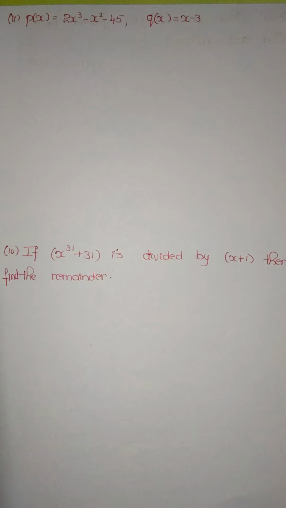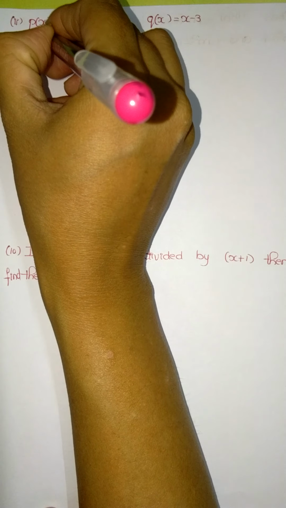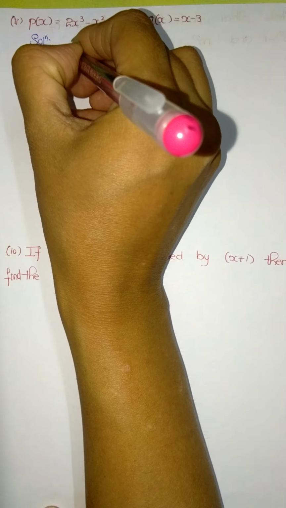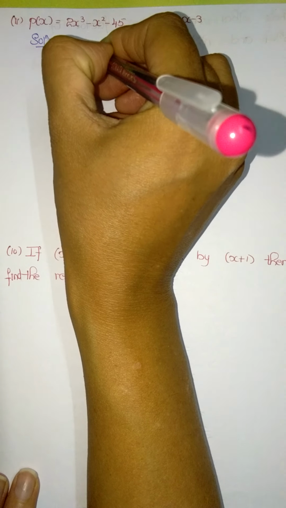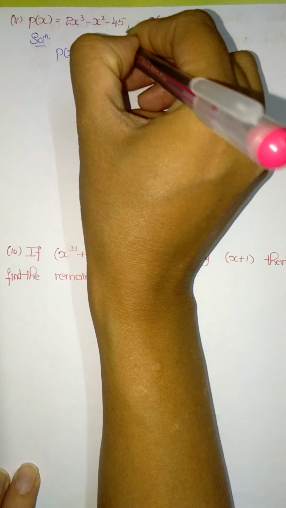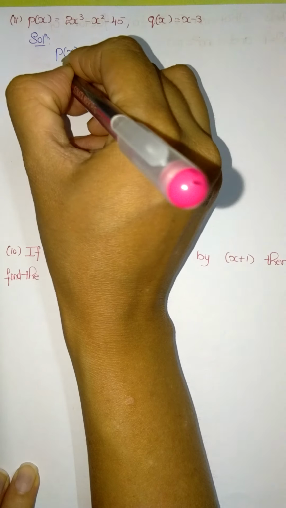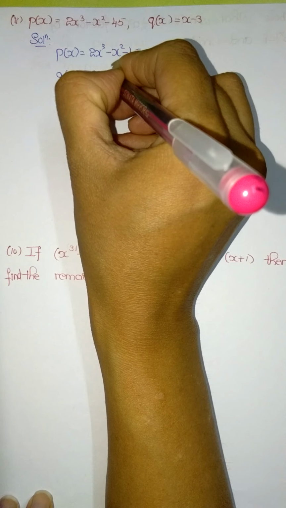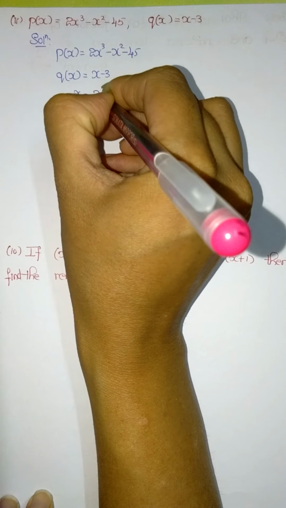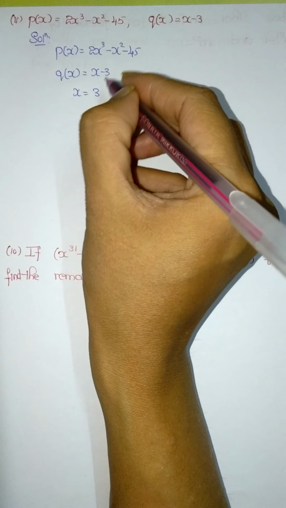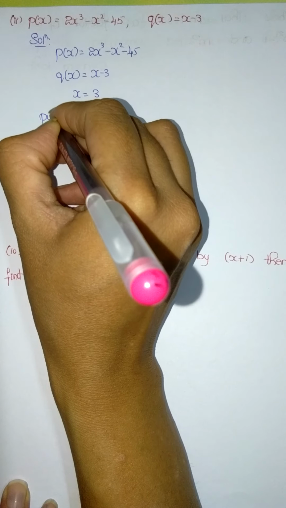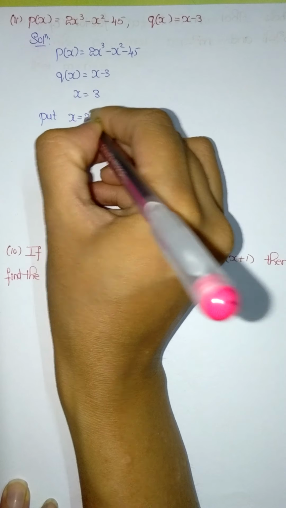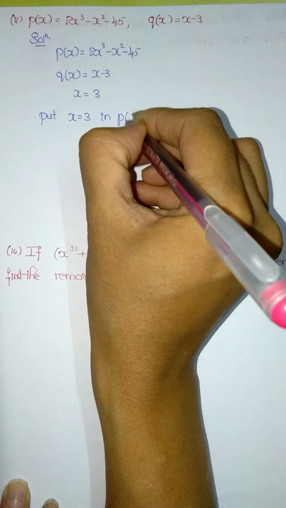So second one, p of x equal to 2x cube minus x square minus 45, and q of x they are given x minus 3. So here solution, p of x equal to 2x cube minus x square minus 45, and q of x equal to x minus 3. So x equal to plus 3. We have to put this x equal to 3 in p of x. So put x equal to 3 in p of x.